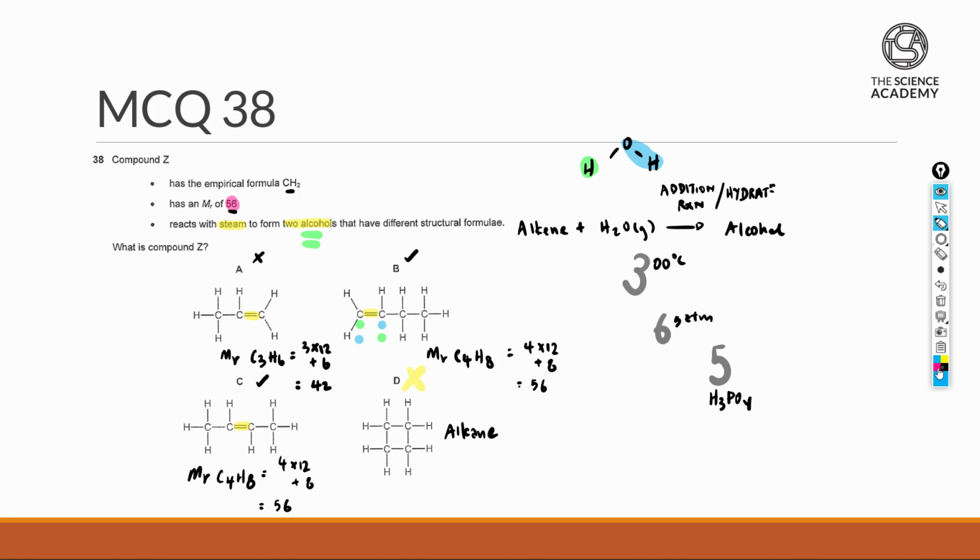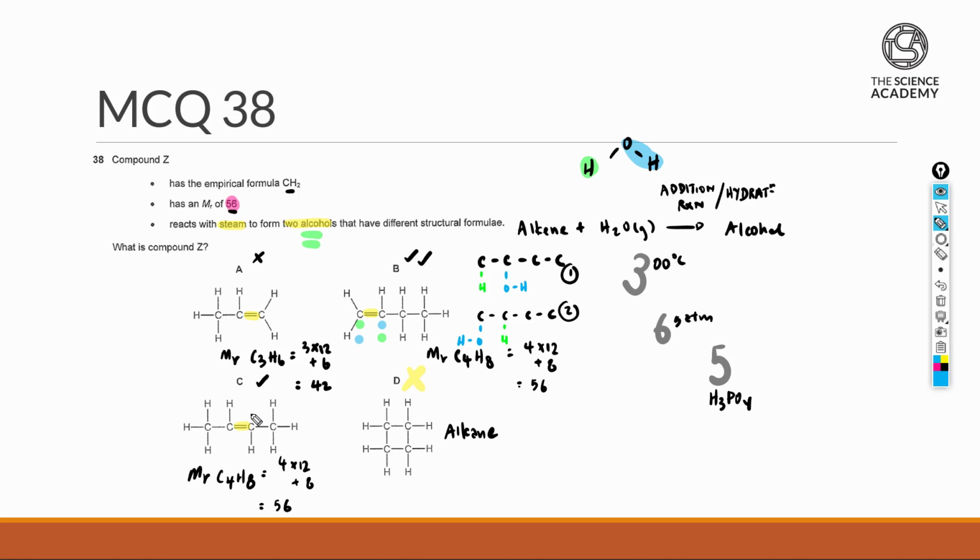Some might not be able to see, so let's draw it out. In the first case, I'm just going to omit the hydrogen so it's a bit easier to see. I'm going to have my green hydrogen followed by my blue OH. Another variation could be my hydrogen entering at this carbon and my OH entering at the end. So this does give me two different structural formulas. So B seems to be a good candidate here in the running.